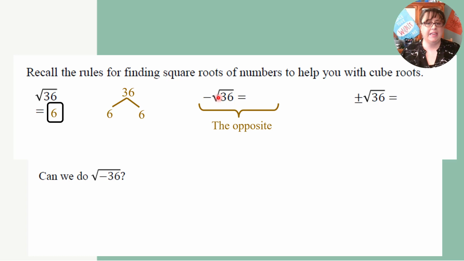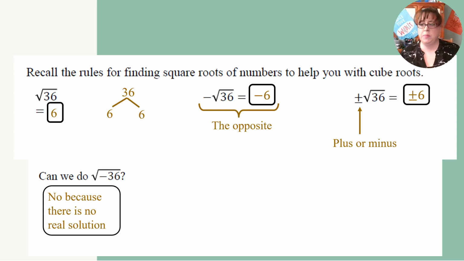Now this one is saying take the opposite of the square root of 36. Well, since we know the square root of 36 is 6, the opposite of it is going to be negative 6. And the last one is saying plus or minus the square root of 36. And so we just need to remember to put the plus or minus in.